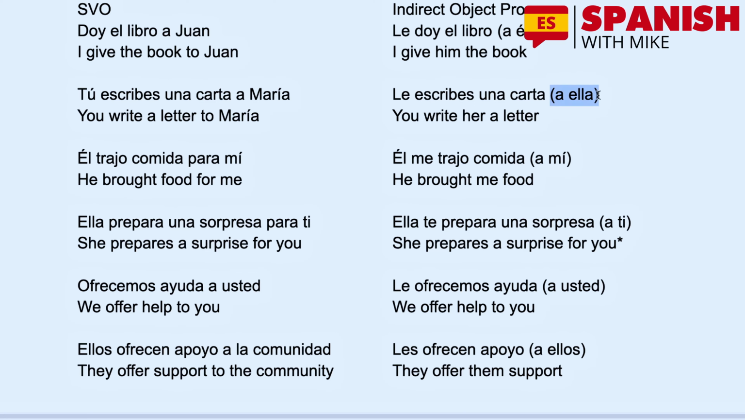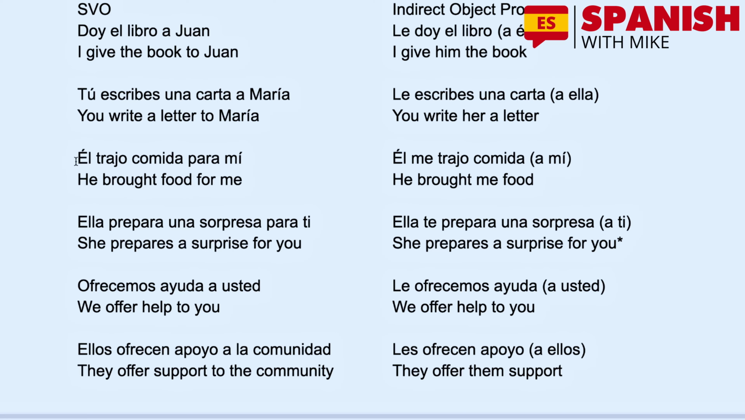¿A quién? A ella. This doesn't have to be in the sentence. This is just as a guide, right? We just say, "le doy el libro." "Le escribes una carta." And this is implying that you're writing a letter to her, her being, in this case, María. "Él trajo comida para mí." He brought food for me.